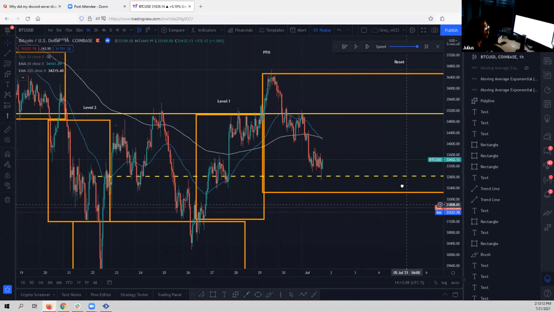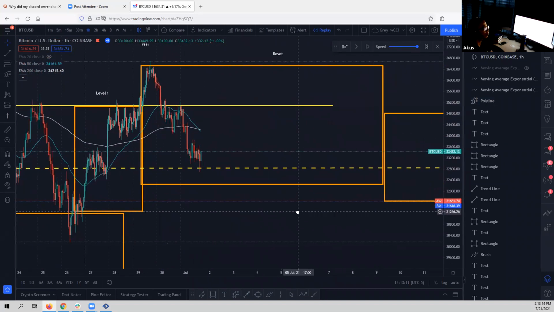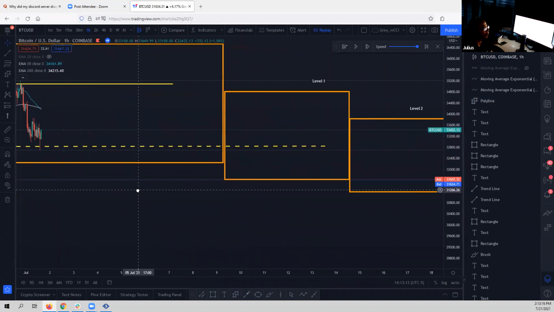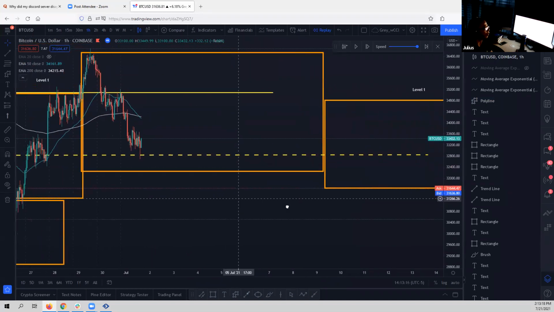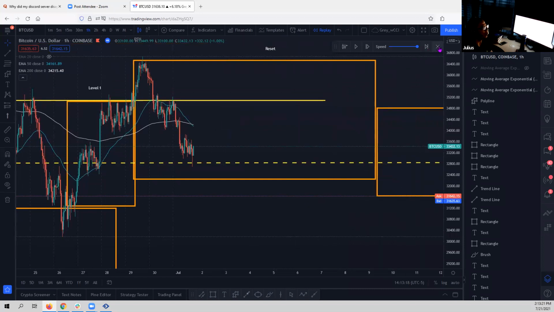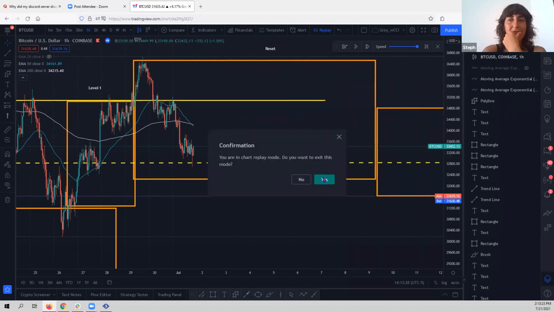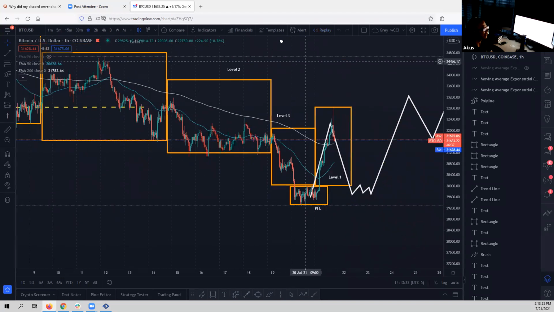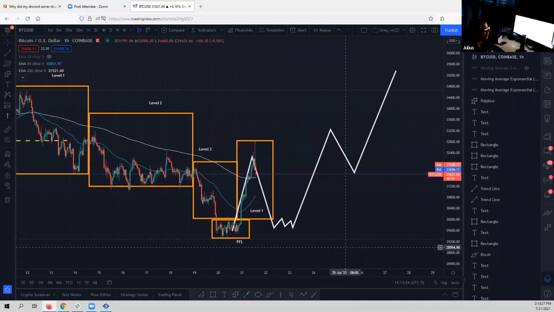Where did the rest of the chart go? Oh, okay, there it is. Okay.